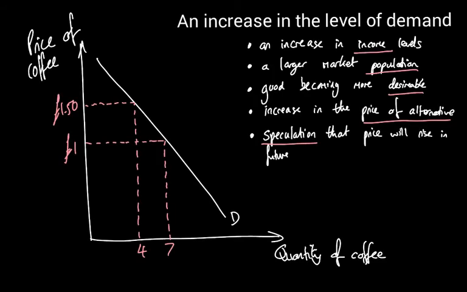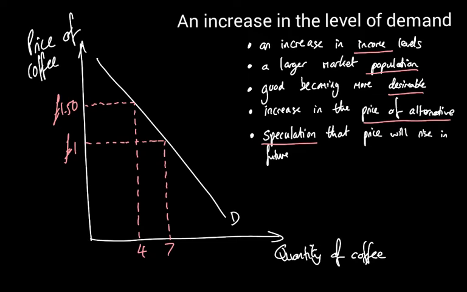So here we go. I've simplified the diagram from the previous video slightly by getting rid of some of the price and quantity values that we had, but I've kept a couple of them. If you remember, the amount of people that wanted to buy a cup of coffee when it was £1.50 was 4, and the amount of people that wanted to buy a cup of coffee when the price was £1 was 7. On the right there, I have listed all of the things that would create an increase in the level of demand for this cup of coffee.